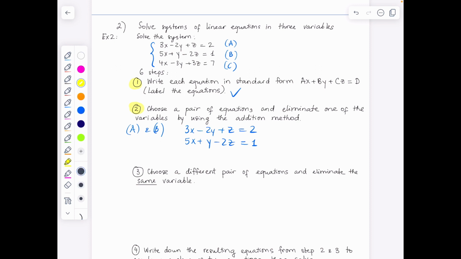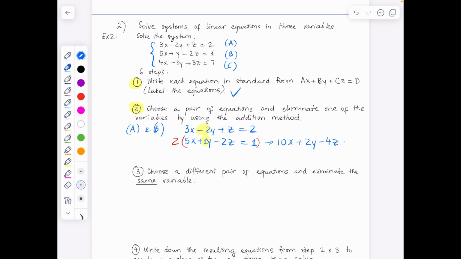So when I look at the coefficients, I see that the first coefficient is -2, second coefficient is 1. When nothing is written, we assume that it is 1. So for them to be eliminated, I want the first one to be -2 and the second one to be +2. So I'm going to multiply the second equation by 2. Now, the second equation will become 10x plus 2y minus 4z is equal to 2. And I will go ahead and copy down the first equation. Now we are going to add the 2 equations.